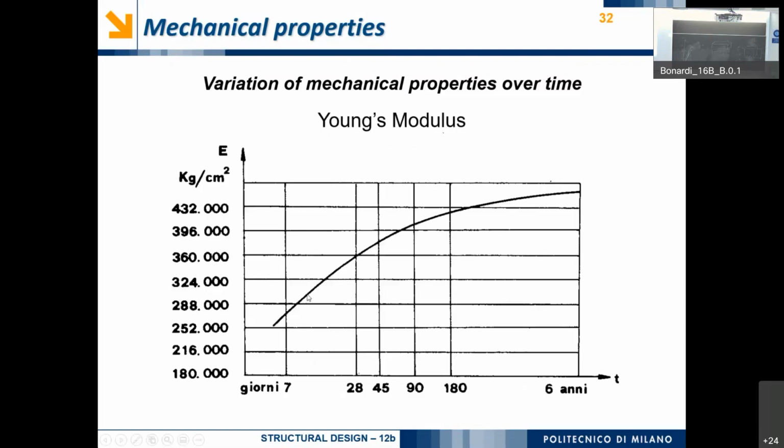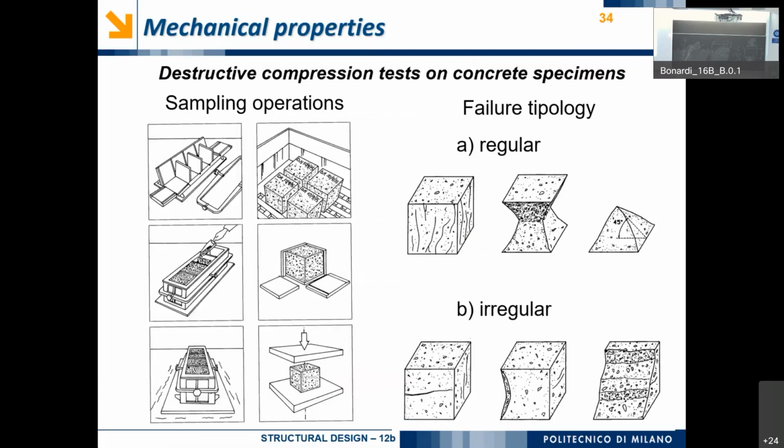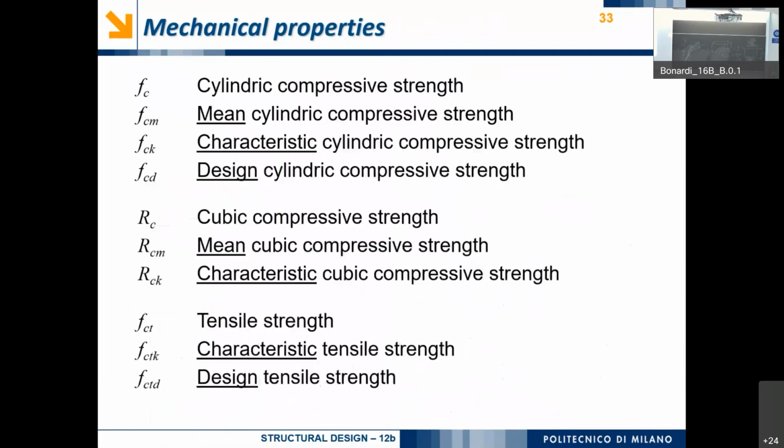Okay, here is the diagram I was talking about. We have the increase of the Young's modulus in this case after 7 days, 28 days, 45, 90, 180, and you can see that this path is increasing slower and slower. Now just a few words about this, because it is quite important before we see it next week.